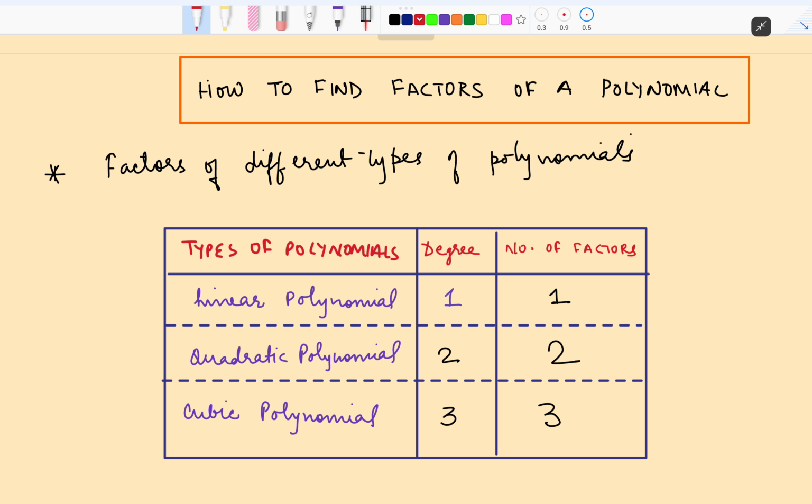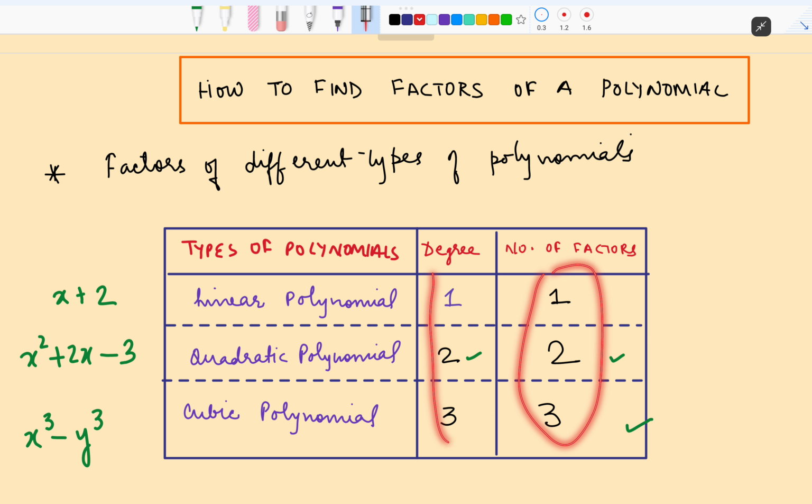If the polynomial is a linear polynomial, for example, something that looks like x plus 2, which has degree 1, it will only have one factor. If a polynomial is a quadratic polynomial, it has a degree 2, so it's going to have a maximum of 2 factors. And a cubic polynomial with a degree 3 will have a maximum of 3 factors. So basically what we are saying is that a polynomial will have as many factors as the degree of that polynomial. Clear hai?